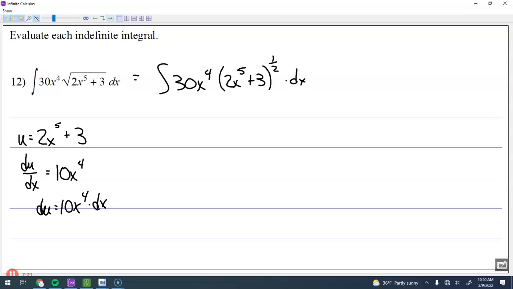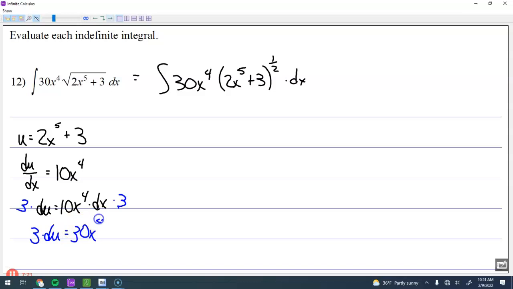So take the derivative of u with respect to your x variables, 10x to the 4th, multiply both sides by dx, which just moves it to that side. Now, I've got 10x to the 4th times dx, but I'm supposed to have 30x to the 4th times dx. So what do I need to do to this side? It needs to be 30, right? So I need to multiply it by 3. Well, I better multiply the other side by 3 also.